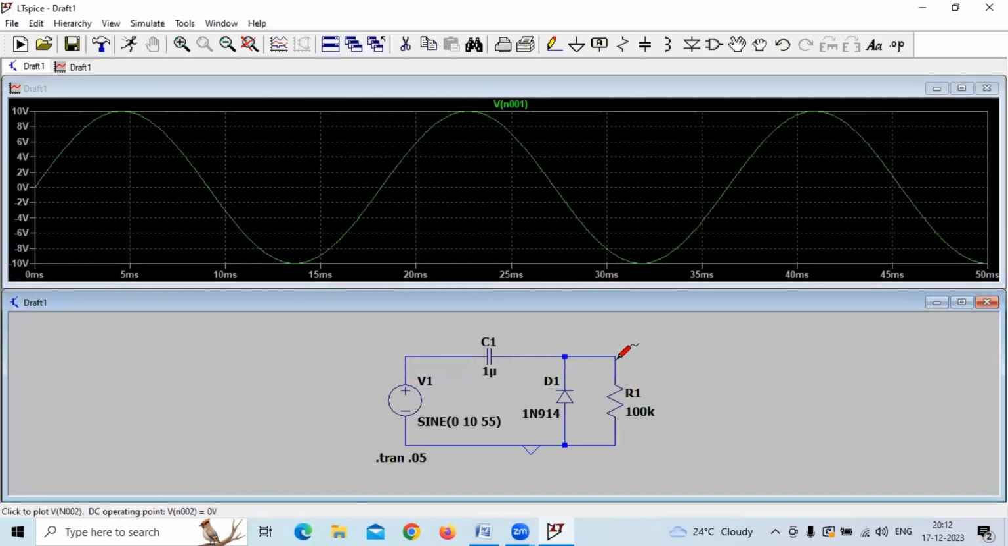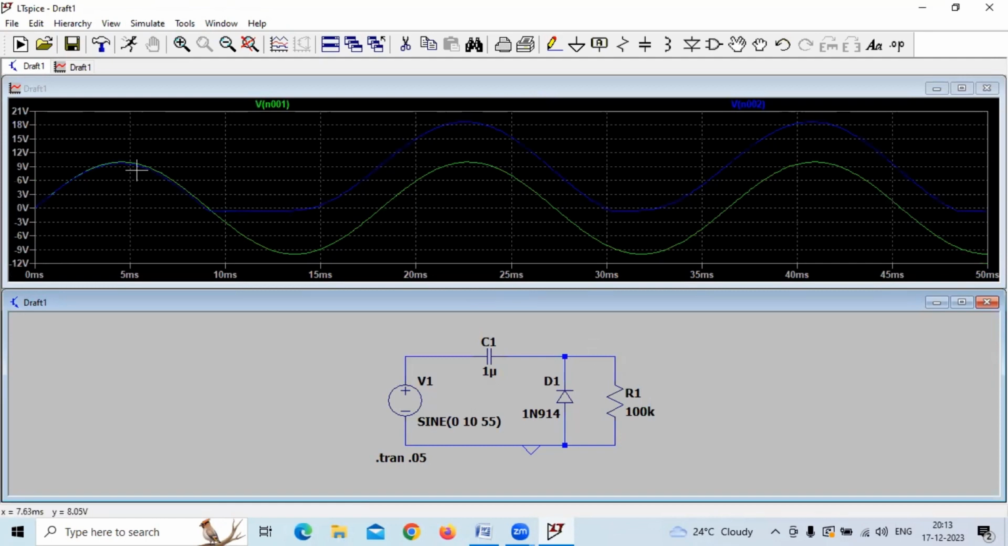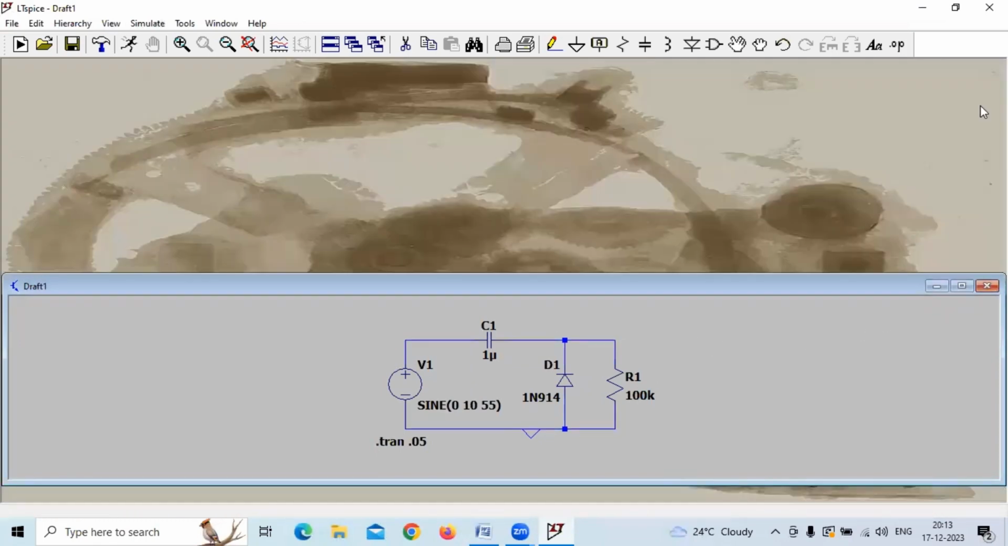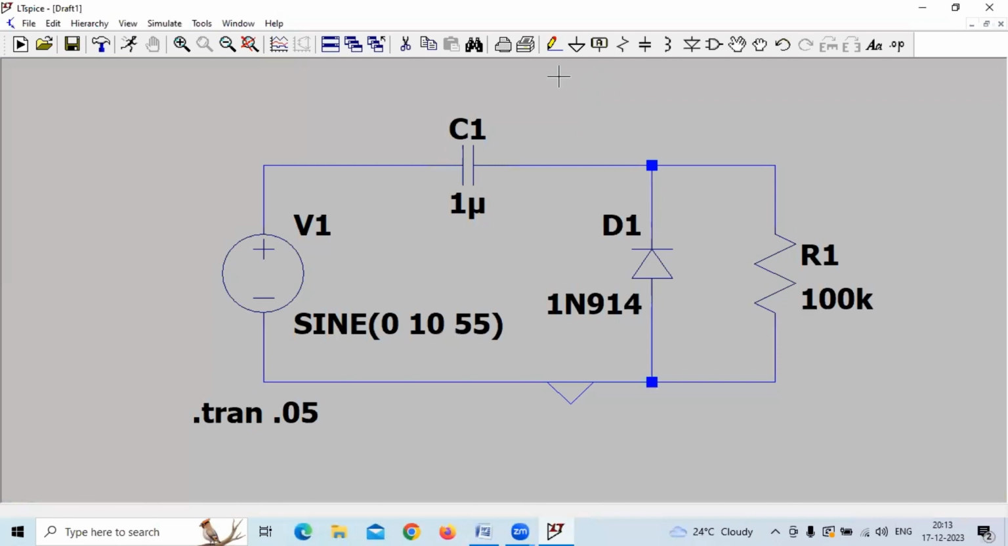Okay, this is the input and this is the output. You can clearly see that the blue line indicates the output waveform, which is above the zero level. This is the zero level. It is above the zero, which has been clamped. And this green line is the input wave. This is the positive clamper.